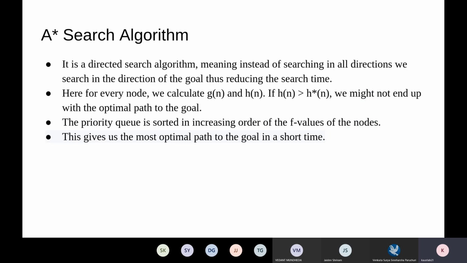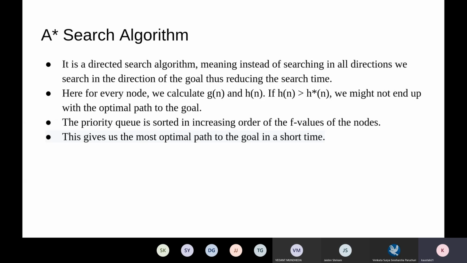So now coming to the A star search algorithm. As I mentioned, the disadvantages of breadth first search and Dijkstra's algorithm are solved using the A star search algorithm. The search space does not expand in all directions, but it is a very directed search. To make this possible, we use the heuristic function.